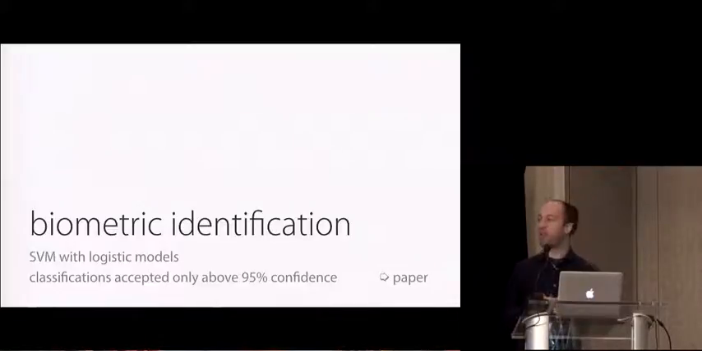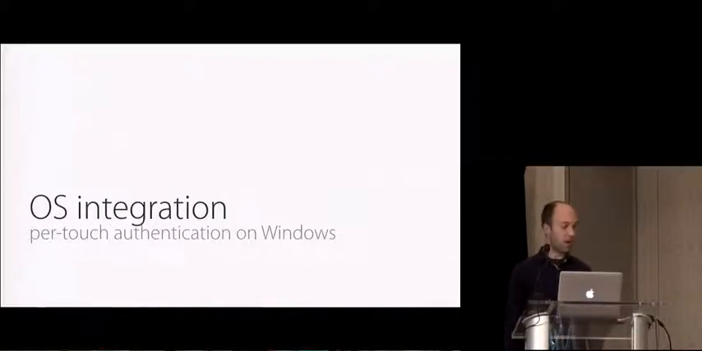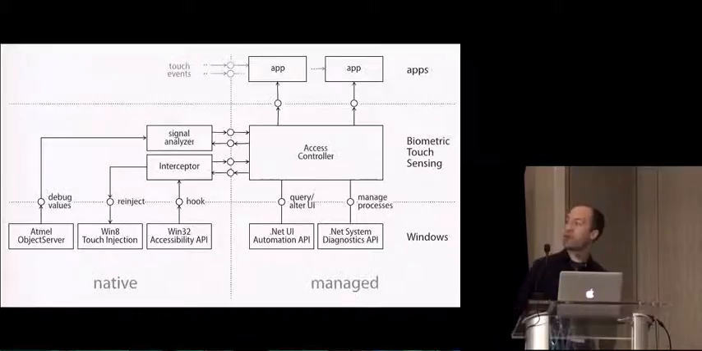So I'm going to condense the biometric identification. In summary, we're using a support vector machine with logistic models, which give us a confidence score, and then we're rejecting all classifications below 95% accuracy. Details in the paper. Okay, then we integrated our approach into the OS.